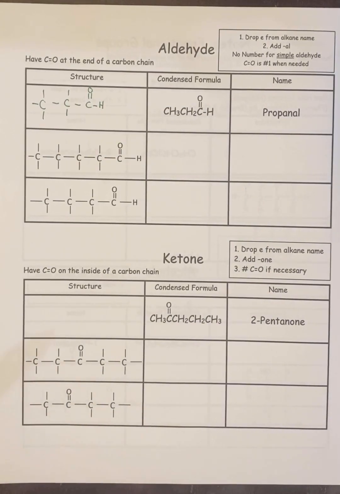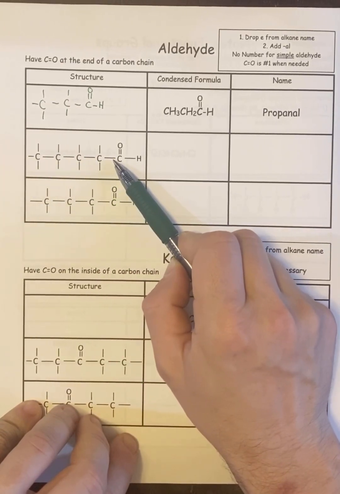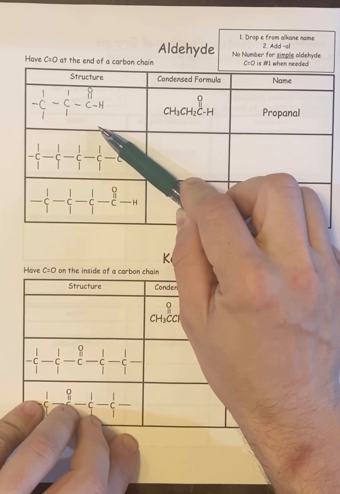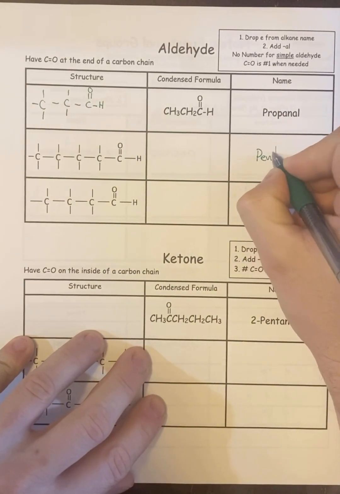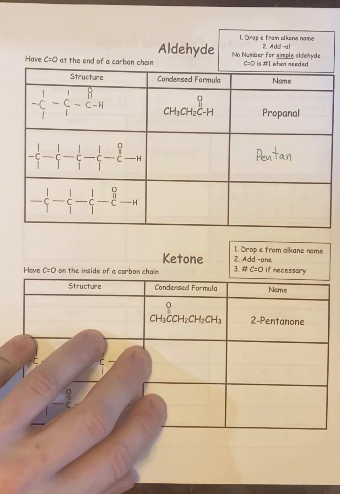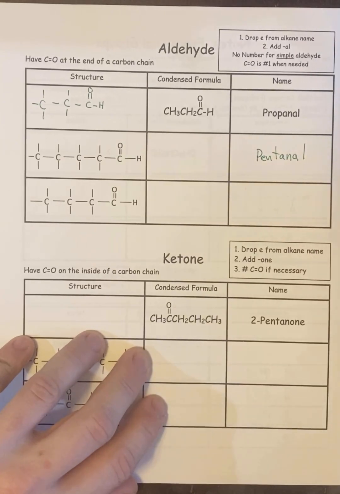So now we're going to name the next two. Think about it. 1, 2, 3, 4, 5. 5 carbons in a row. If these weren't here and it was just 5 carbons in a row, all single bonds, it would be pentane with an E. Since it's an aldehyde, pentanal. Done with the name. No numbers ever.